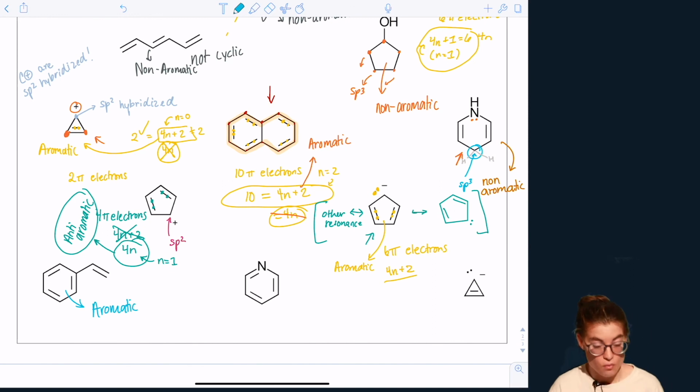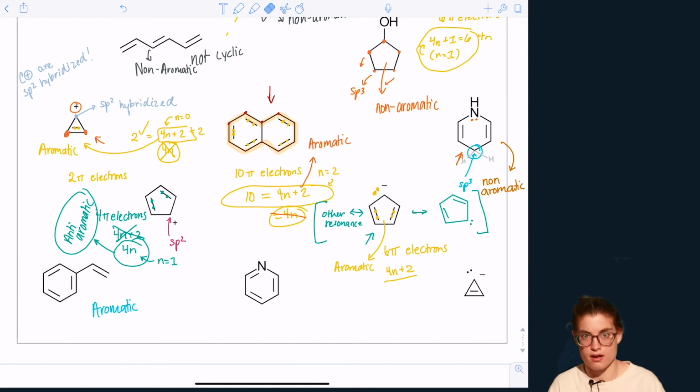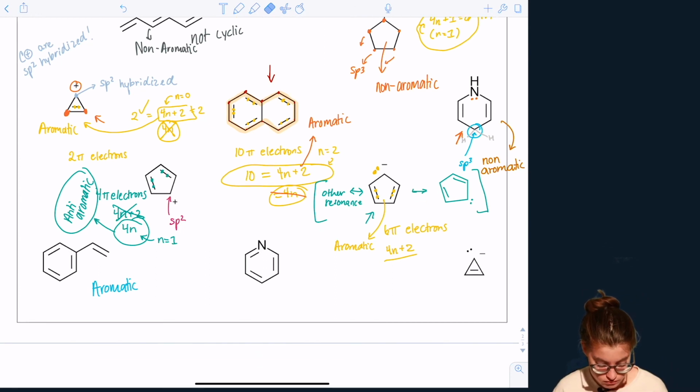What I want you to take away from this is, if you have a group on a benzene ring, it's still going to be aromatic as long as that group is not, for some reason, making the benzene ring a different molecule. If you wanted to, you could go through the whole process.